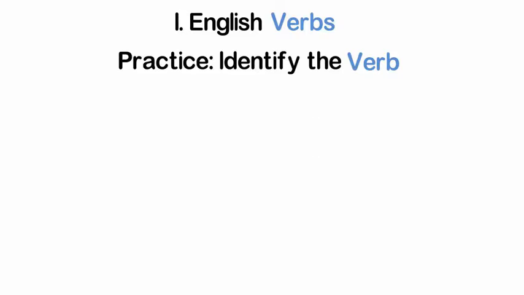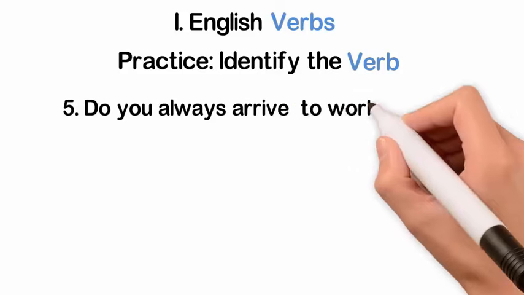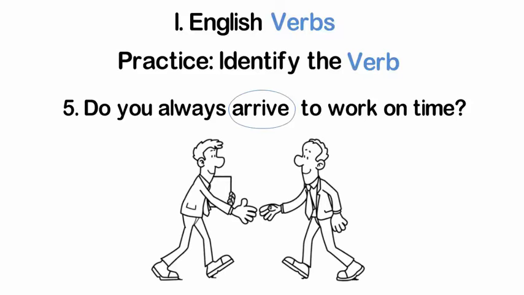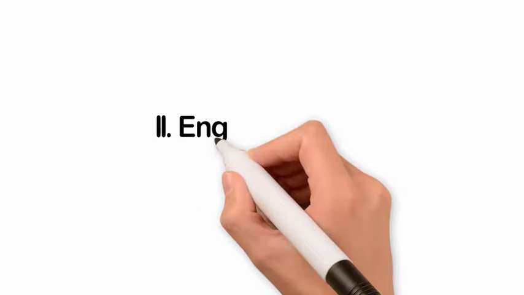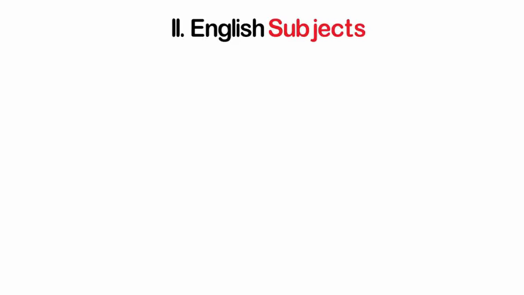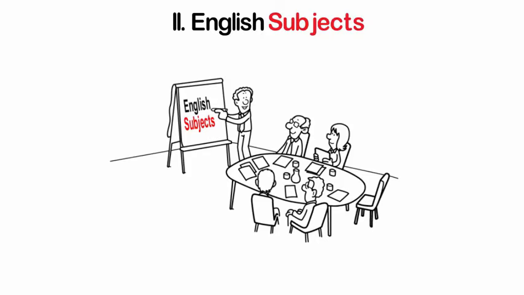5. Do you always arrive to work on time? What is the verb in this example question? If you chose the word arrive, you are correct, as this is the action word in this sample question. Now that we have gone over and have a good grasp on identifying verbs in English, we will now take a look at how to identify the subject in sentences in English.